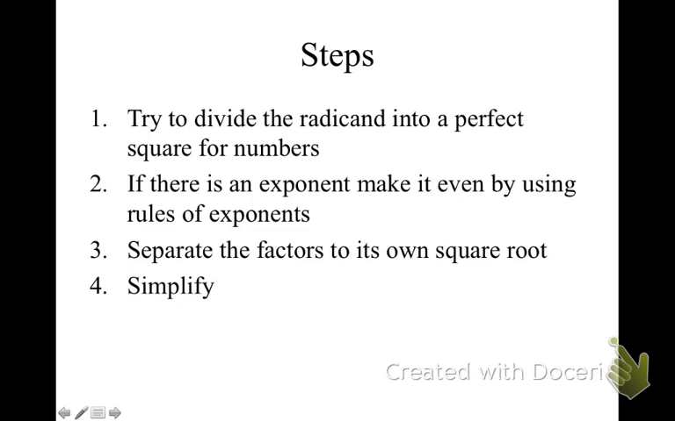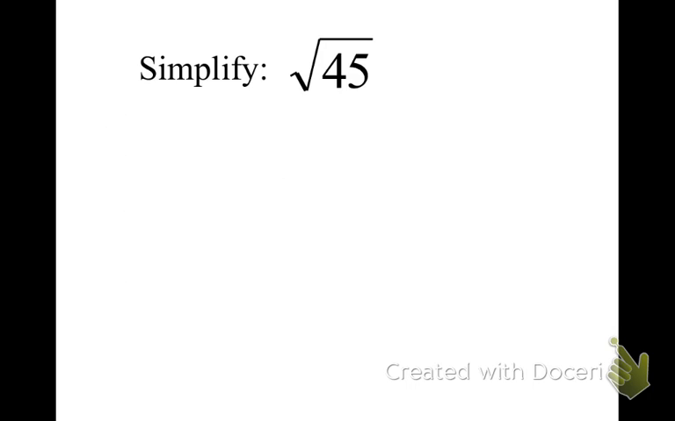So here are your steps. Try to divide the radicand into perfect square factors. So look for perfect square factors. If there is an exponent, make it even by using the rules of exponents. Separate the factors into their own square roots and then simplify.